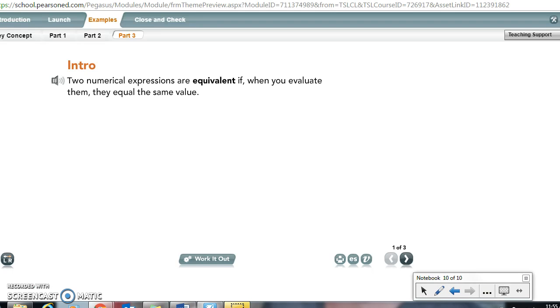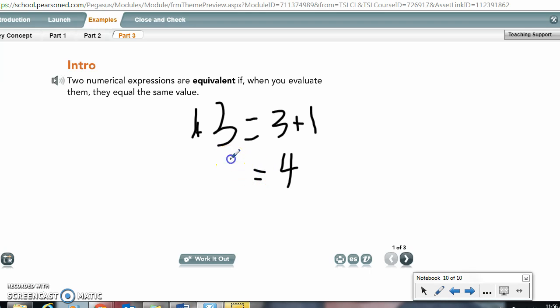Two numerical expressions are equivalent if, when you evaluate them, they equal the same value. So they're basically saying that if I were to give you 1 plus 3, well, you know that's 4. Hopefully you know that's 4. 1 plus 3, and I've set that equal to 3 plus 1. They're saying that these two numbers on the left of the equal sign and the right of the equal sign, their sum, or when I add them together, if they are equal, then I know the problems are equivalent. So does 4 equal 4? It sure does. That means that they are equivalent.